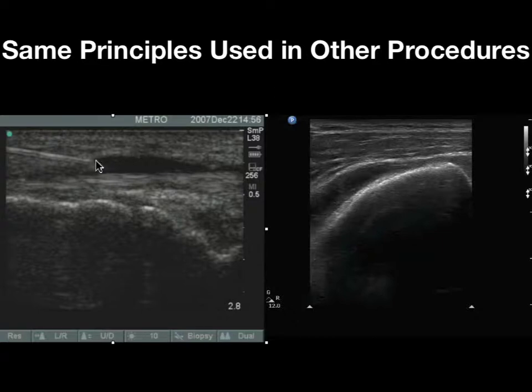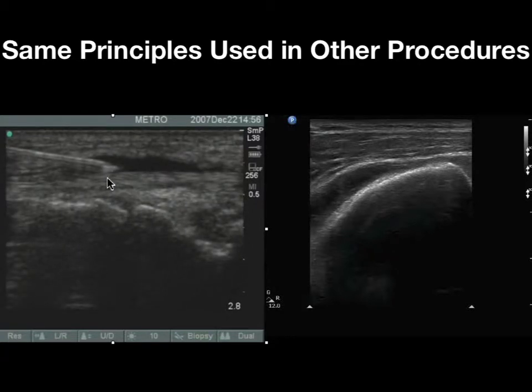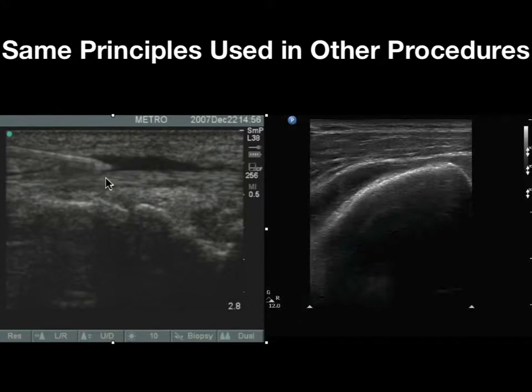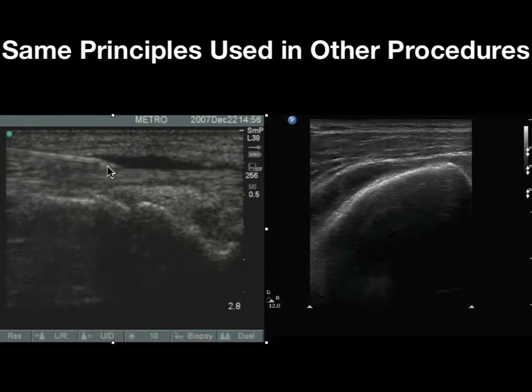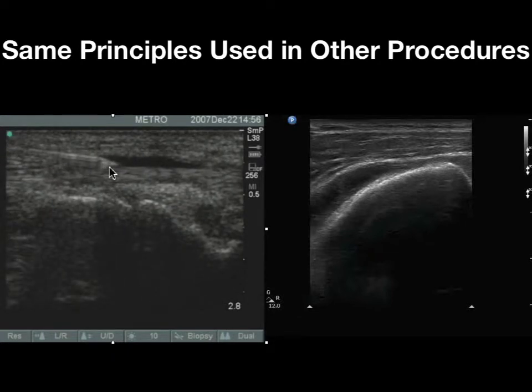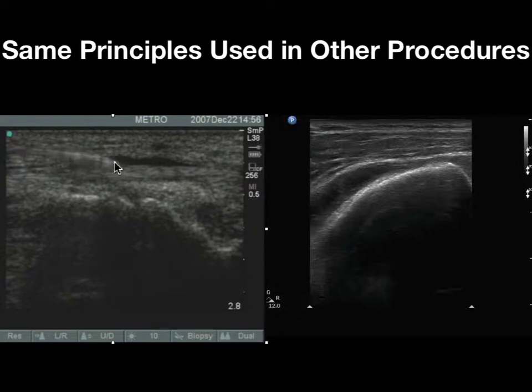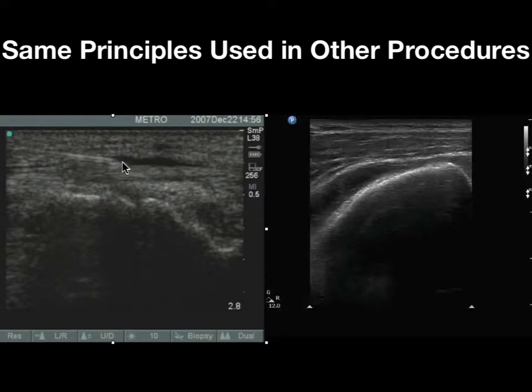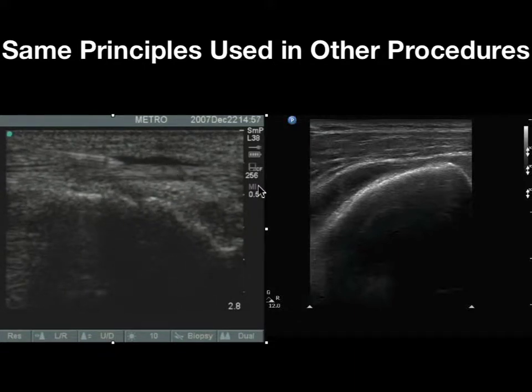Here is a drainage of a tendon sheath fluid collection, and you can see that this is an in-plane technique here. You can see the needle entering the fluid collection here, and this is going to be used to aspirate the fluid out. The nice thing about the in-plane technique here is that you can see the needle tip and the needle in its entirety, so you know your exact location of the needle tip, and here you can see the fluid being drained.